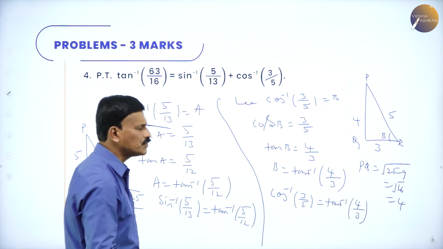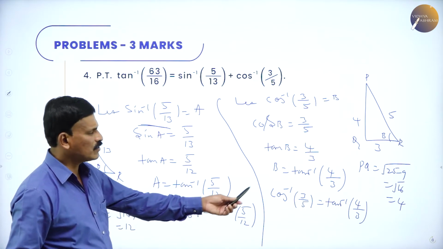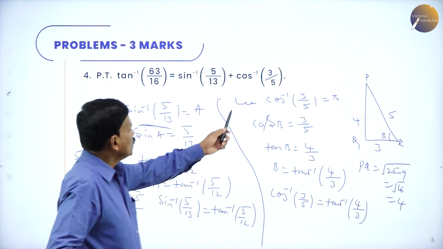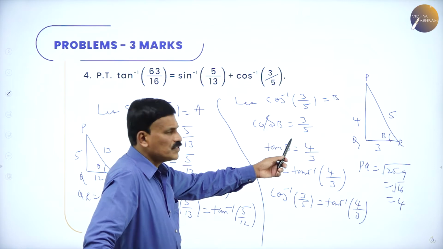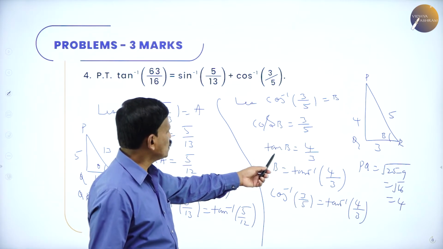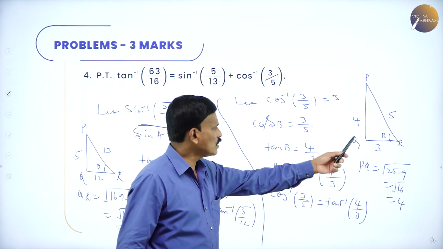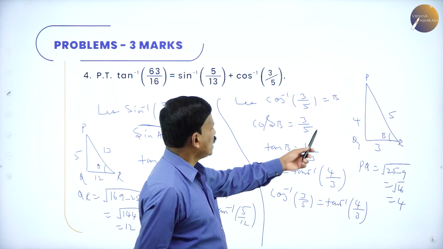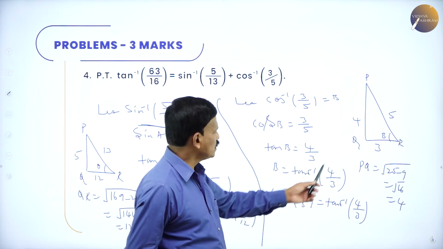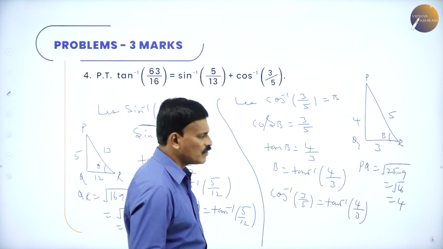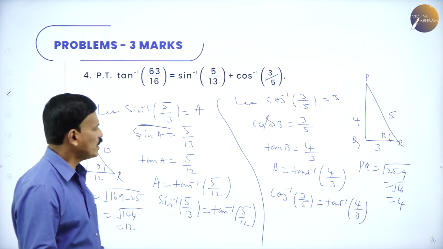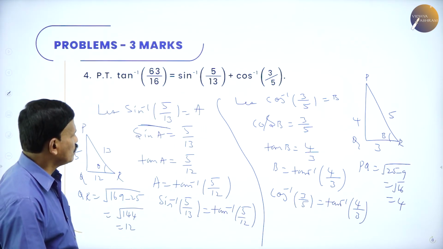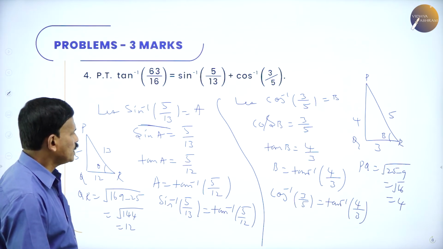This is how you convert sin to tan, and likewise cos to tan. Followed? Let us take cos inverse 3 by 5 is equal to B. Then cos B is equal to 3 by 5. Substitute here, you will get the other side. So then tan B from the triangle is 4 by 3. B is equal to tan inverse of 4 by 3. So sin inverse 3 by 5 is also equal to tan inverse of 4 by 3.